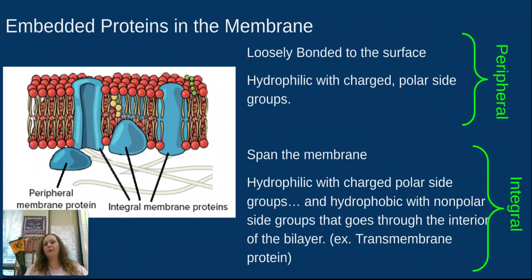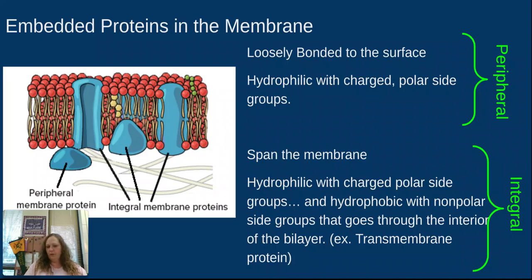There are often proteins embedded in the membrane as well. So we've got these phospholipids in a bilayer, and then we have these embedded proteins. So there's two types we're going to talk about. The first is the peripheral. The peripheral membranes are the ones that are sort of loosely attached to the surface. They're hydrophilic. They have charged polar side groups. They're just sort of hanging out doing their thing.